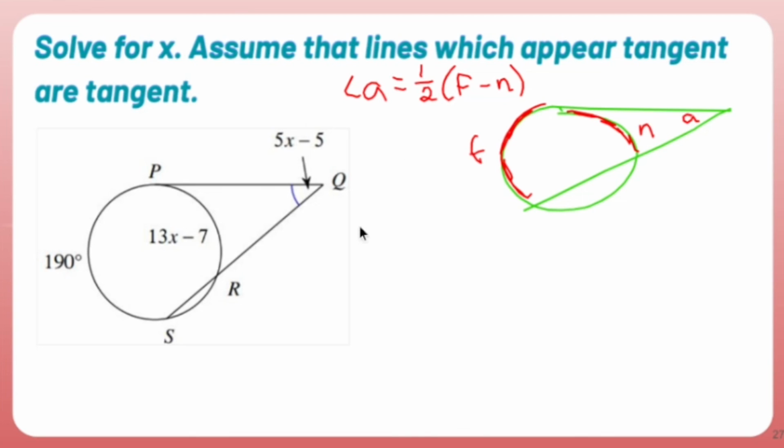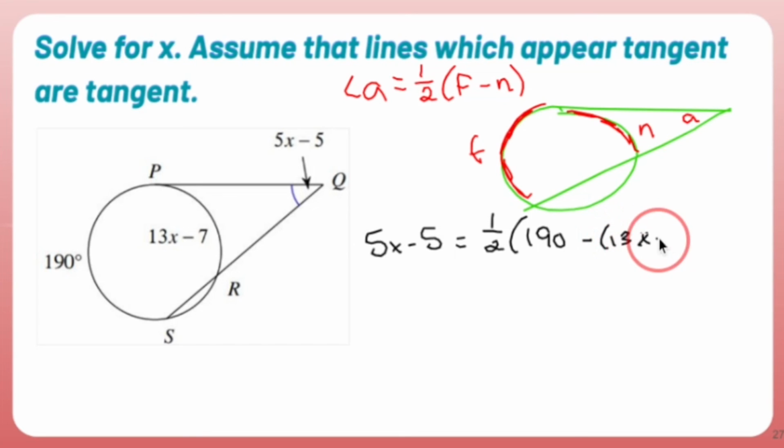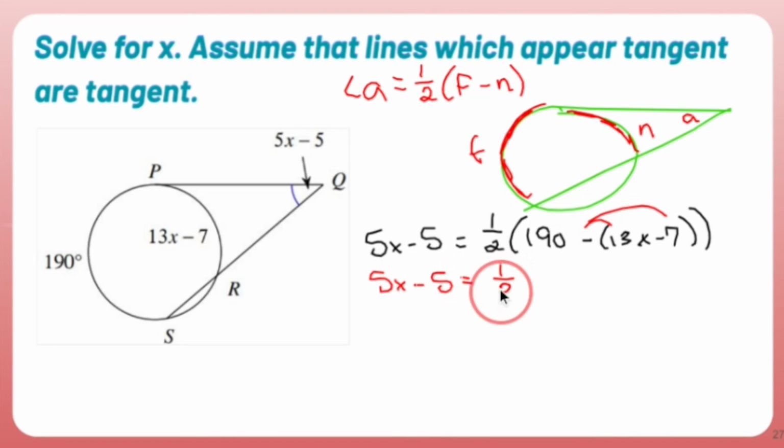So the way that I can set this up is my angle measure I know to be 5x minus 5. That's going to equal 1/2 of my far arc, which is 190, minus my near arc, which is 13x minus 7 in parentheses. If you don't have parentheses, things are going to go bad. Double parentheses to end it out. Before I can do anything, I have to distribute this negative, so let me do that. So now I have 5x minus 5 on the left equals 1/2 of 190 minus 13x plus 7.